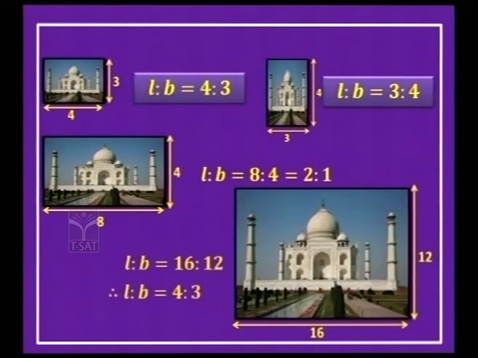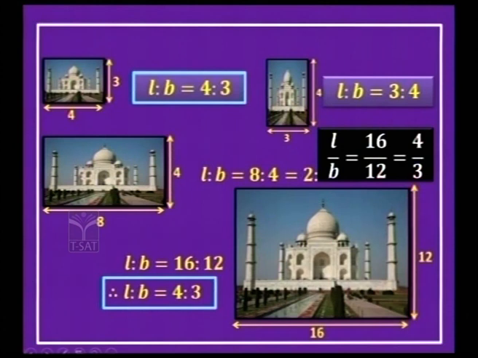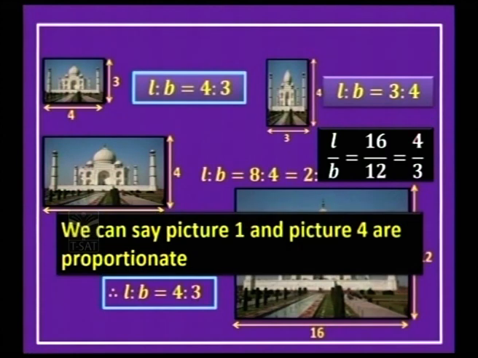Now let us move on to the final one, children, that is 16:12. This 16:12 can be written as 4:3. How, children? L by B is 16/12. Cancelling with 4, we get 4/3, that is nothing but 4:3. So what do you notice from all these things, children? Yes, we see that the first one, that is the original one, and the last one have the same ratio, that is 4:3 and 4:3. Now such images are said to be in proportion, or we can say picture 1 and picture 4 are proportionate.